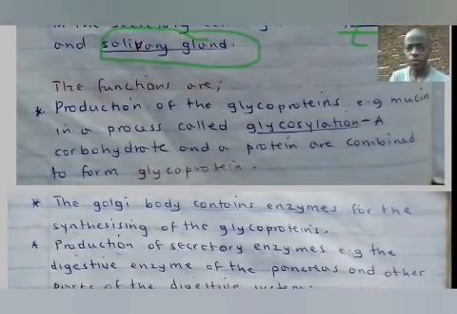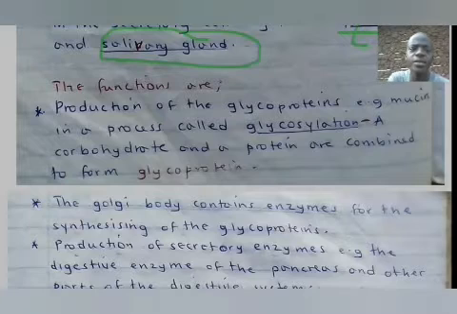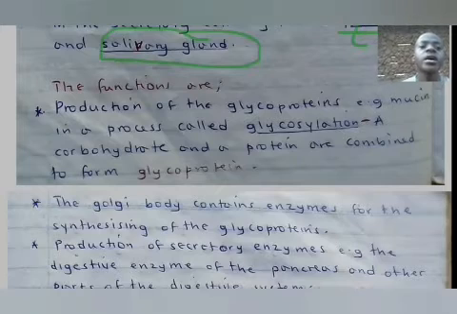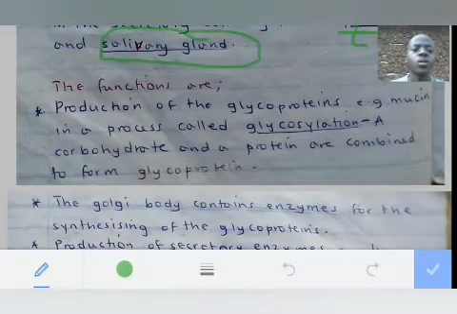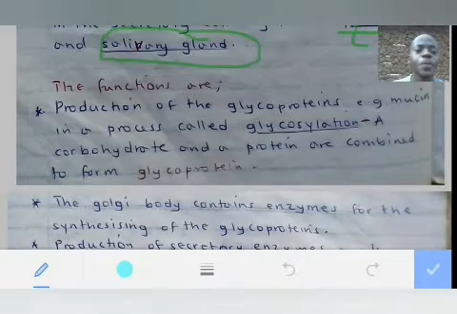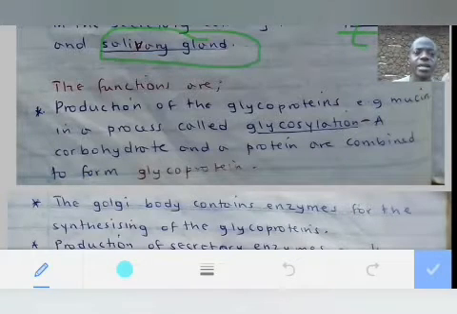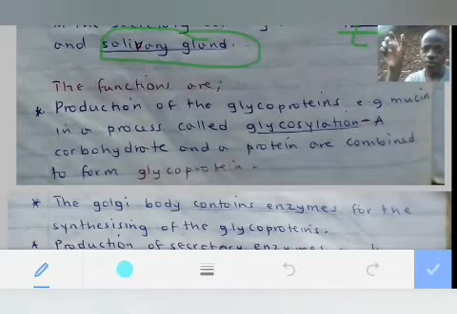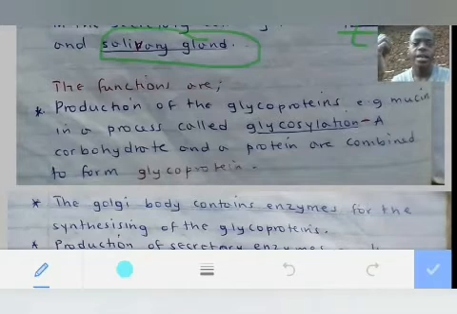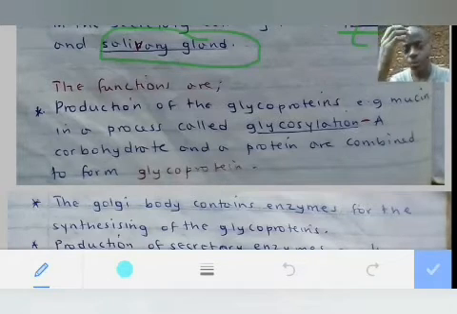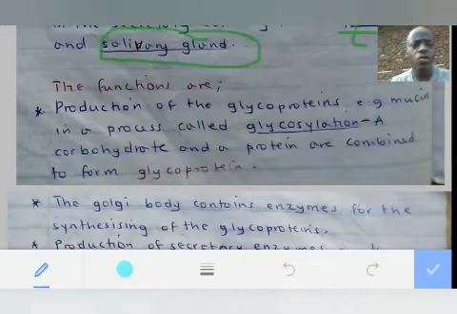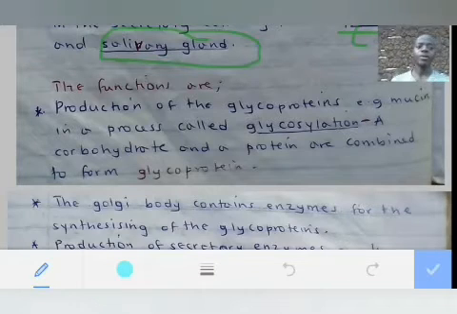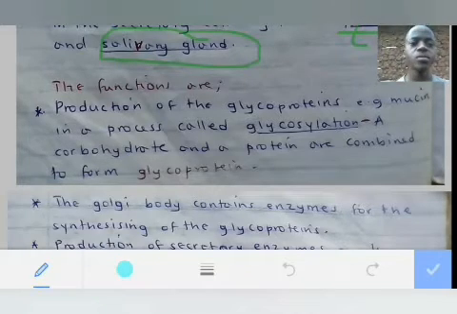So the first function of the Golgi body is production of glycoproteins, e.g. mucin, in the process called glycosylation. You may be asking yourself what glycosylation is. Glycosylation is when a carbohydrate and a protein combine to form a glycoprotein. That process is what we call glycosylation. So production of glycoproteins is done by this Golgi body.